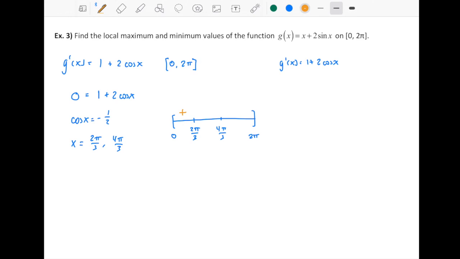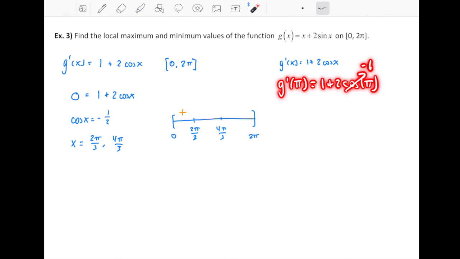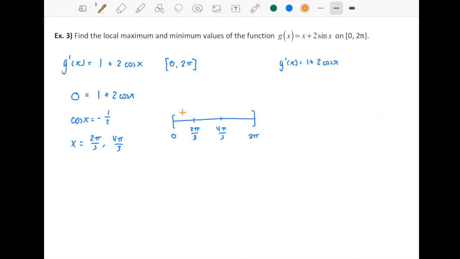I'm going to pick something in between 2 pi over 3 and 4 pi over 3. Maybe pi. So, okay, g prime of pi. That's going to be 1 plus 2 cosine pi. Cosine pi is -1, so we've got 1 plus 2 times -1 is 1, subtract 2 is -1. Oh, it's negative. So our function is decreasing from 2 pi over 3 to 4 pi over 3.